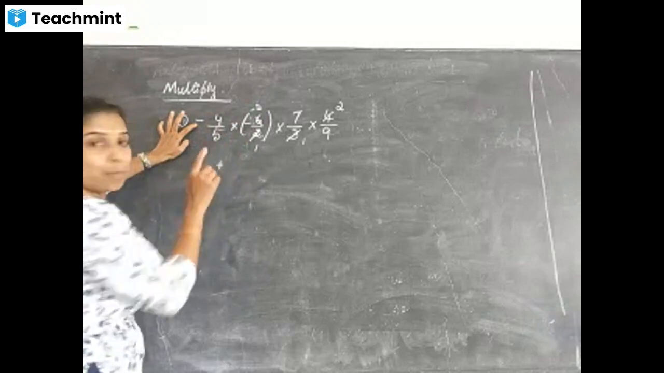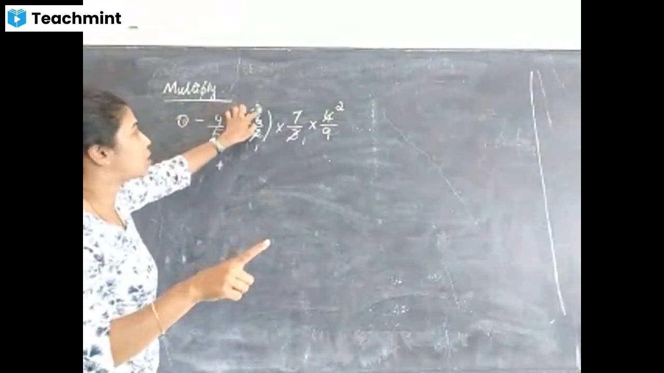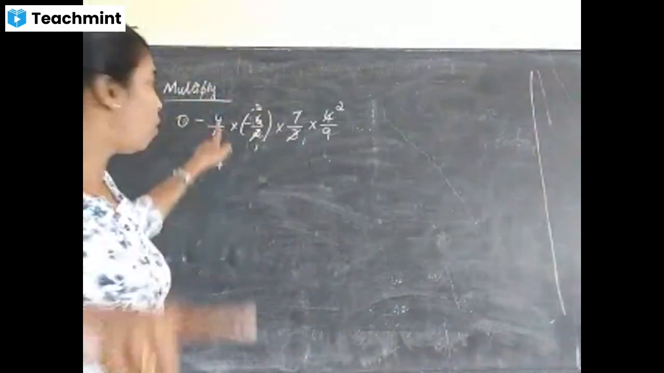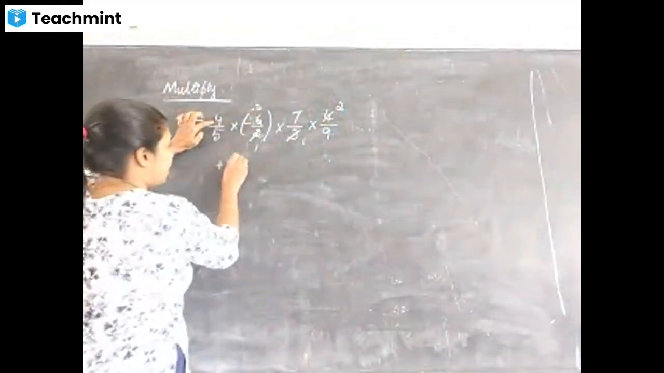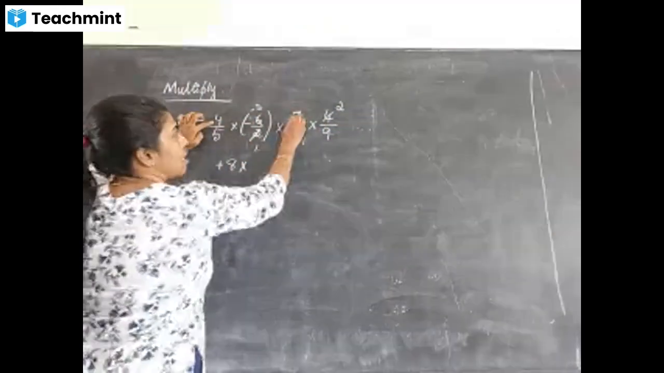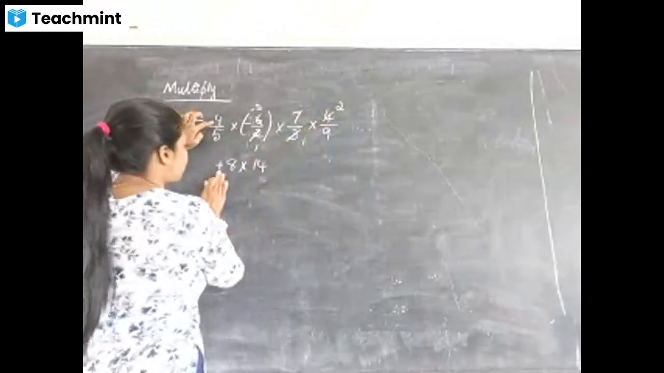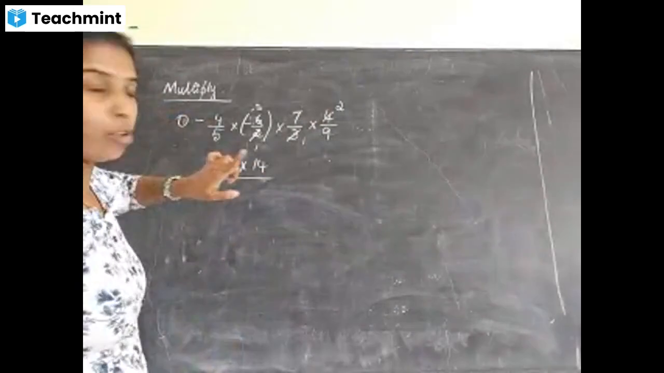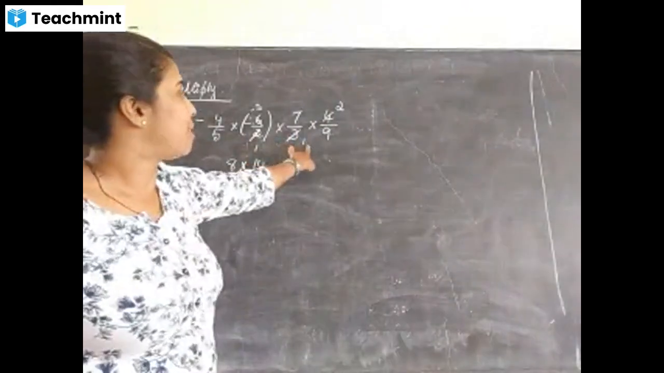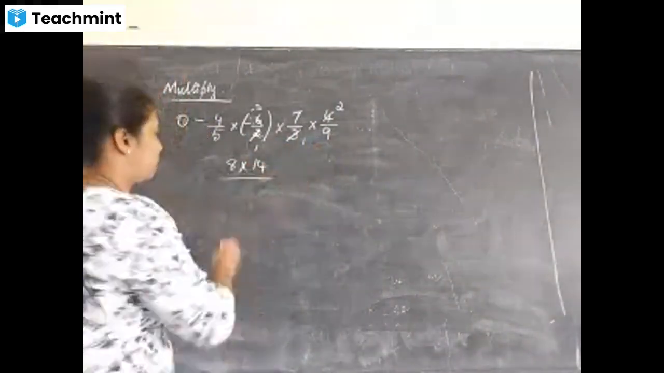Minus minus becomes plus, 4 twos. Now multiply only the numerators: 4 twos are 8, into 7 twos are 14. If we did not write that sign, we have no problem. Now multiply only the denominators: 5 ones are 5, into 9.